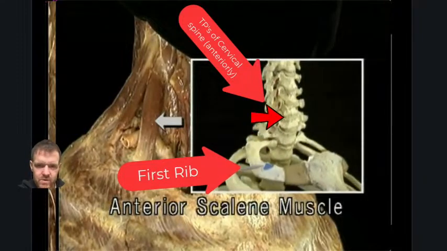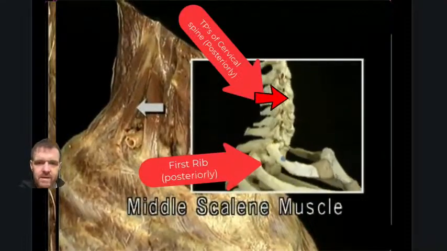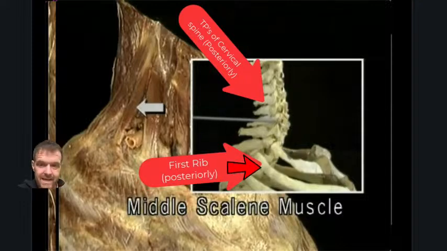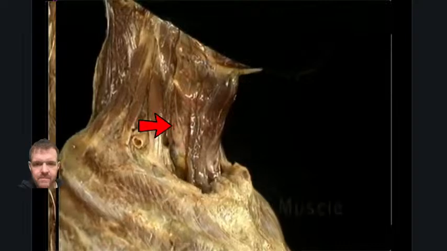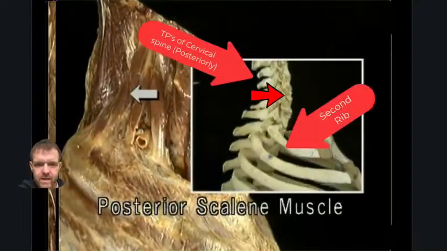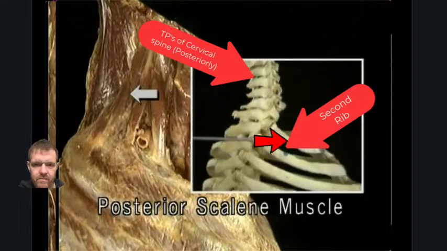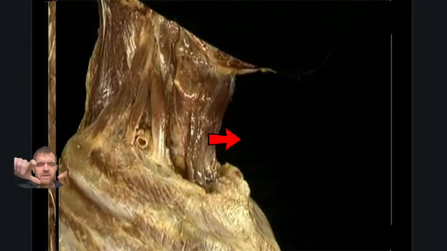If that muscle contracts, it's going to lift that first rib. The middle scalene attaches onto the first rib, but just a little bit further back. And then your posterior is going down onto that second rib. So from the neck onto the second rib, and again we've got that pump handle action of those upper ribs.